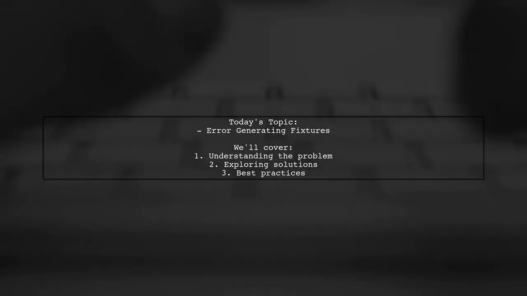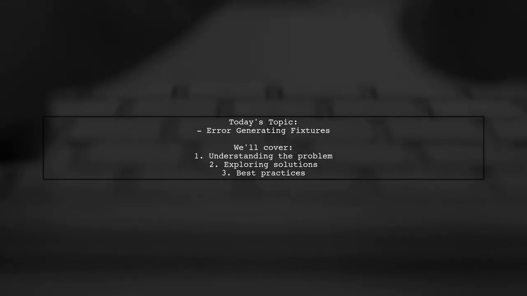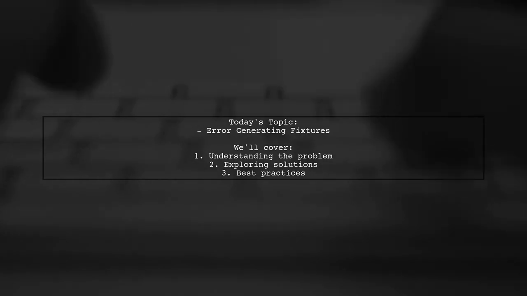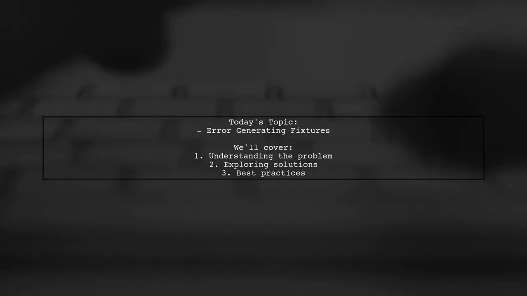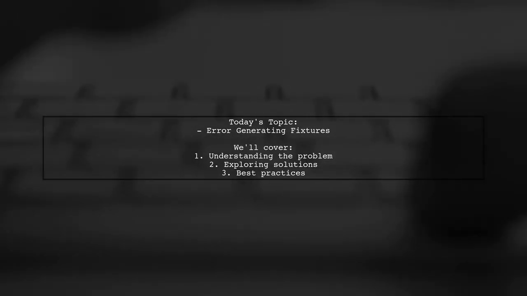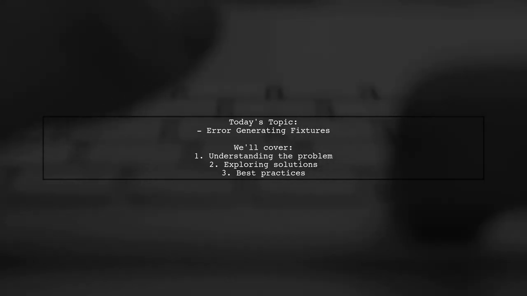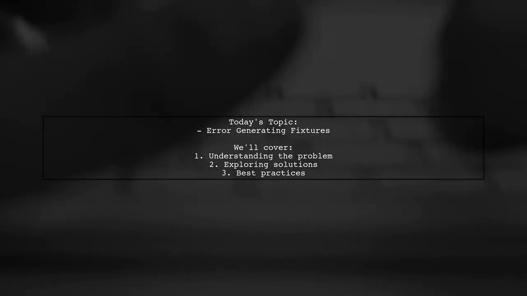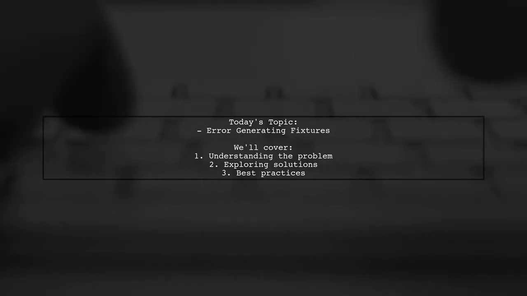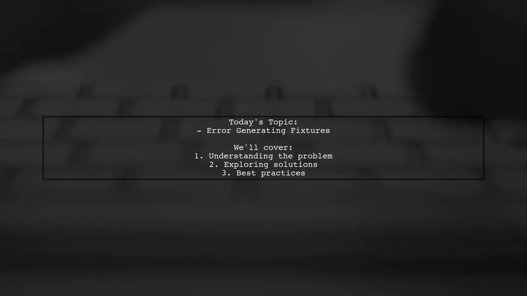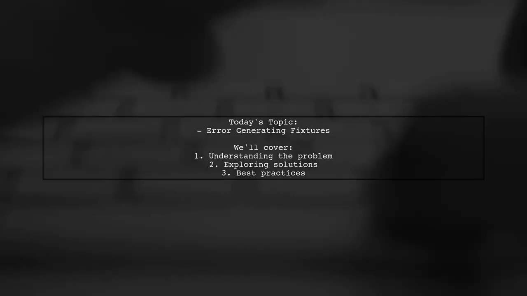Today, we're tackling a tricky issue that many Rails developers encounter. Our viewer is facing an error while generating fixtures, specifically a warning that Rails was unable to disable referential integrity. This can be frustrating, especially when you believe your PostgreSQL user has the necessary superuser privileges. Let's dive into the details of this problem and explore potential solutions together.